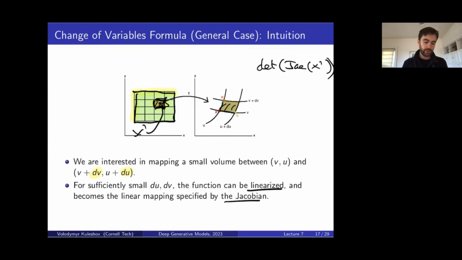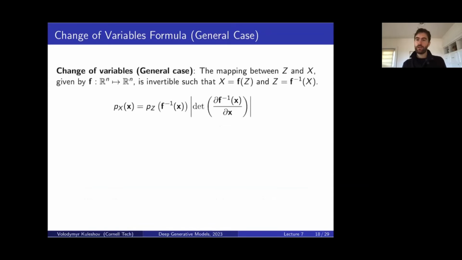Similarly to how, if you remember, we had the change of formula where we had dz over dx times dx, and I said this is an approximation to the change of volume locally around some point. Now I'm generalizing this to be the determinant of the Jacobian. So now putting all of this together, this is the full formula for the change of variables formula.